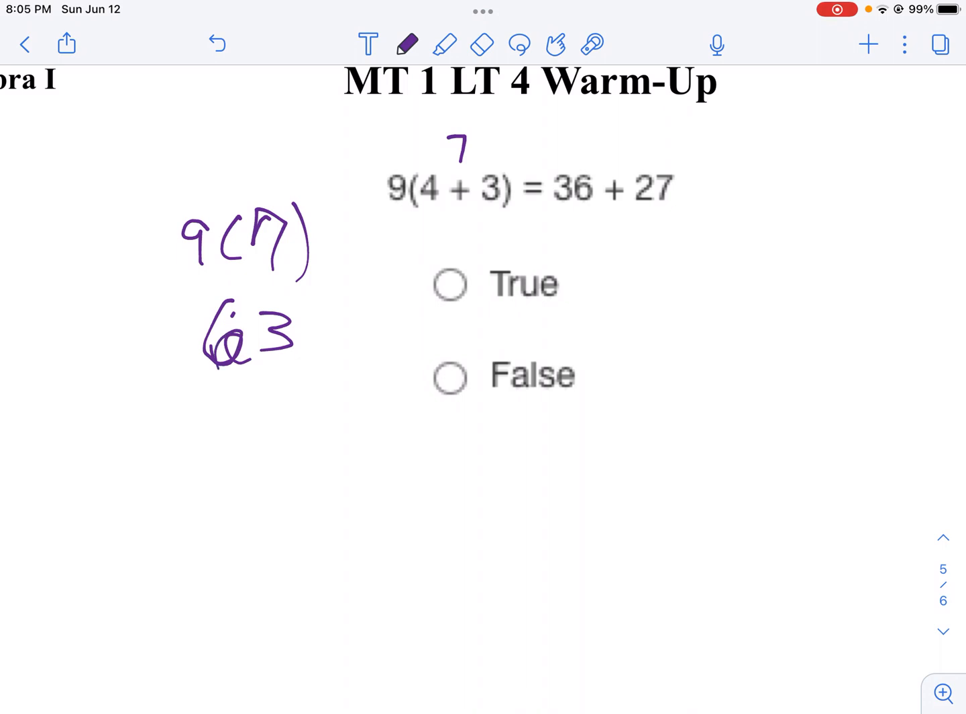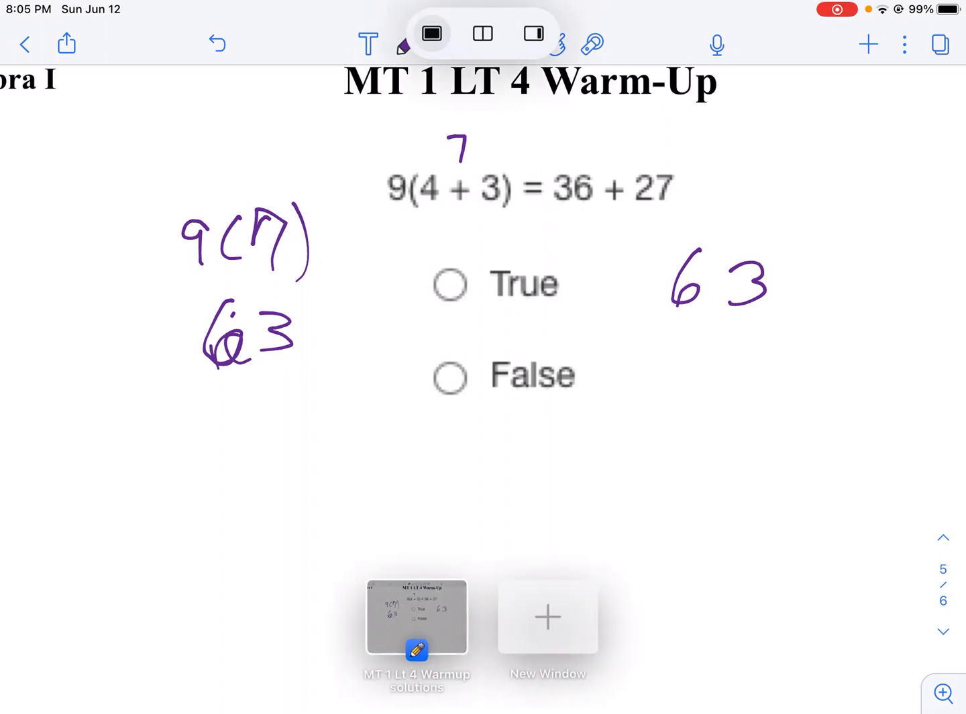And then if I go over here, 36 plus 27, 7 plus 6 is 13. And I have to carry that 1, so I get 63 in both of them, don't I? So if I get 63 in both of them, that means that's true. We get the same answer on both sides.